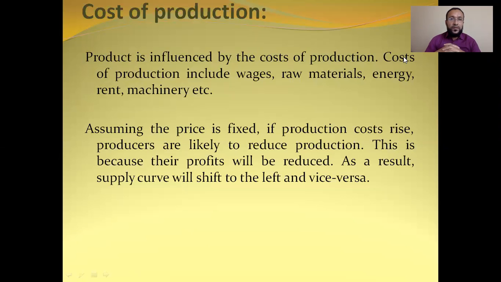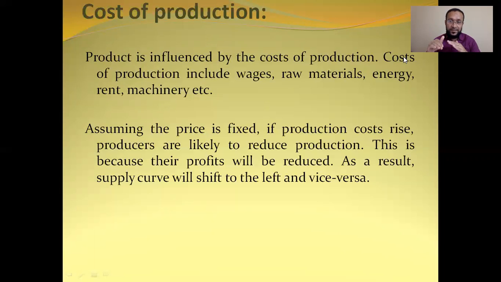All right, so production is influenced by the cost of production. Cost of production includes wages, raw materials, energy, rent, machinery. Here you can add some other factors also, say interest rate, then indirect taxes or other benefits given by the firms to the workers. So these all are the factors which will influence the cost of production.